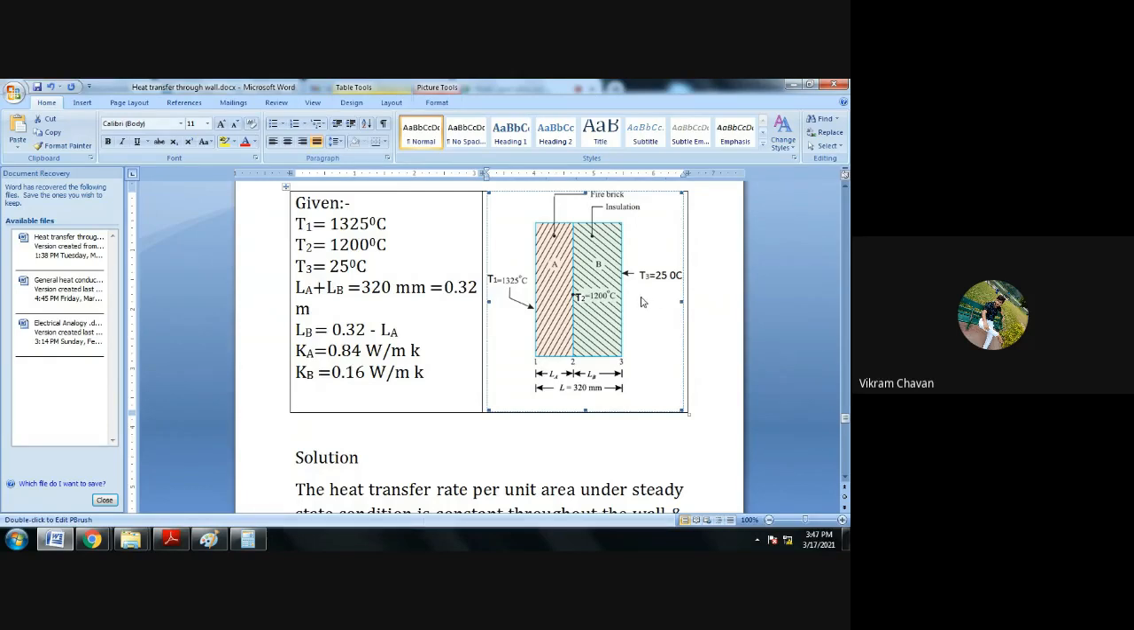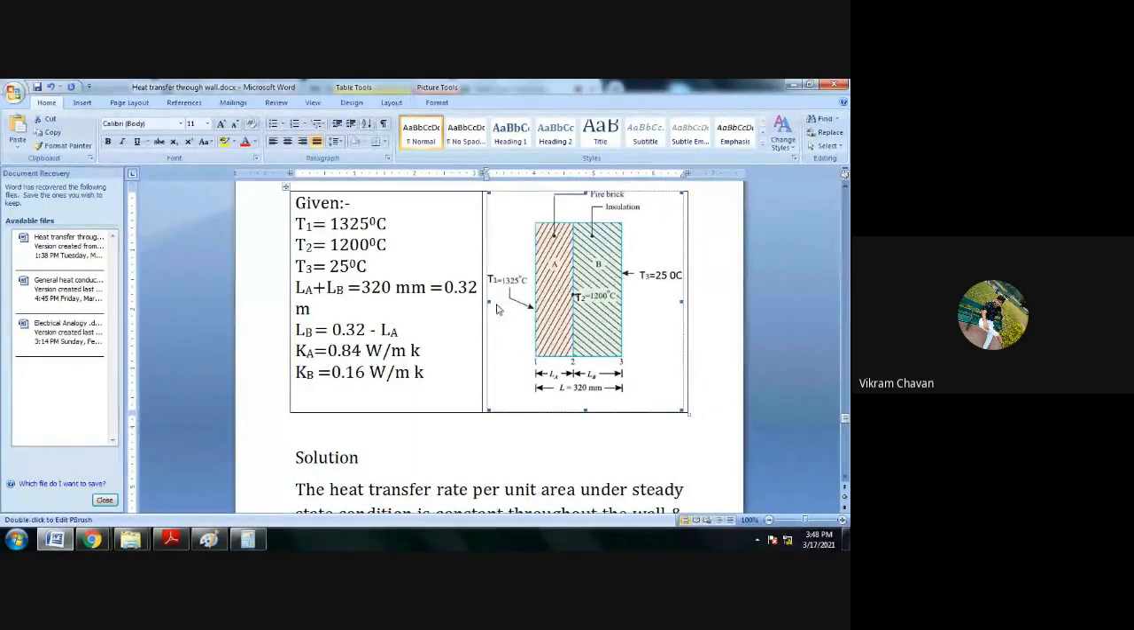Okay, so the reactor is there, and after that the wall is there, and after the wall there will be a surrounding temperature, the environment. The surrounding temperature is provided as 25 degrees Celsius. That temperature we have to consider as the external temperature of the wall.